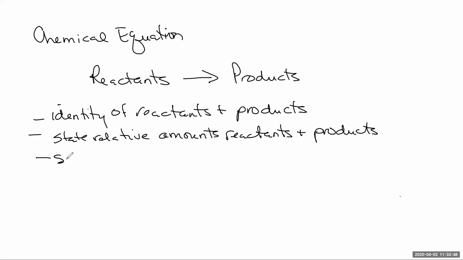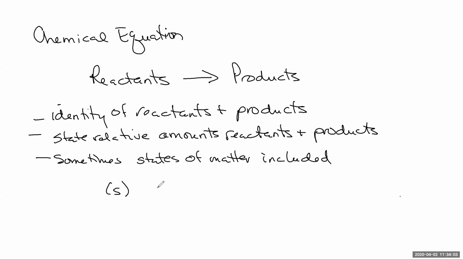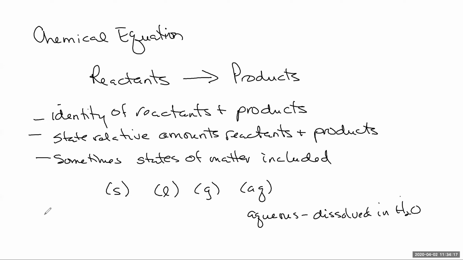And then sometimes you'll see states of matter included. In the states of matter, what you'll see after a substance is a subscripted S for solid, L for liquid, G for gas, and sometimes you'll see AQ, which means that it's aqueous, or dissolved in water. So there's a difference between NaCl, that means I have white crystalline salt, and NaCl(aq), that means that I actually have salt water. The salt's dissolved into water.